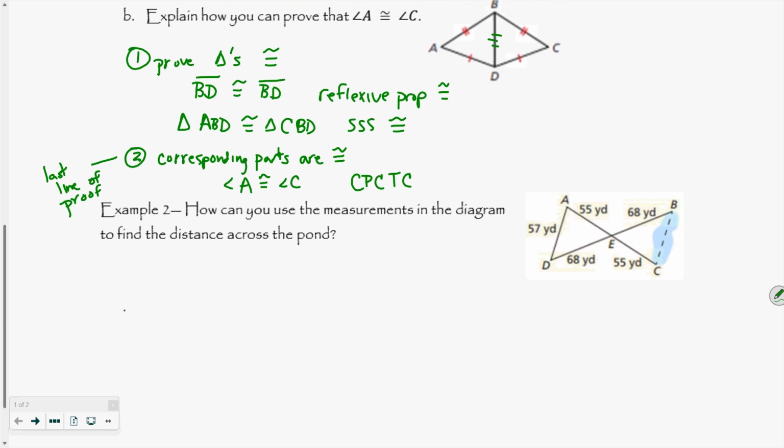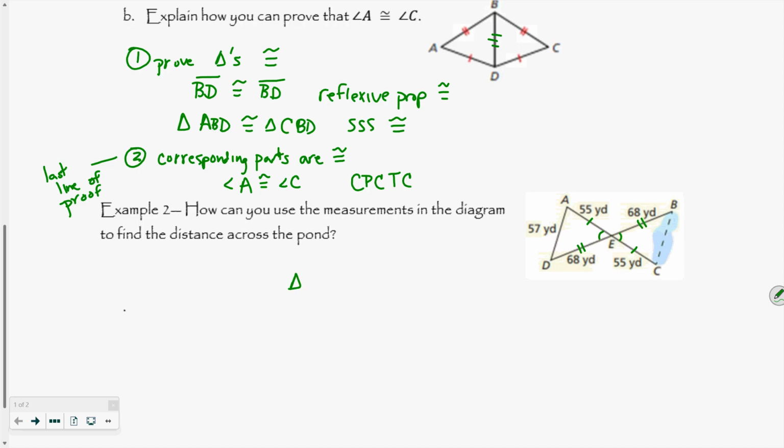Okay. Let's look at example 2 here. How can you use the measurements in the diagram to find the distance across the pond? Well, if you look here, we've got a pair of triangles. We have one pair of congruent sides. We have a second pair of congruent sides. Then I know that these angles have to be congruent because they are vertical angles. So that gives me two pairs of congruent sides with congruent angles between them.